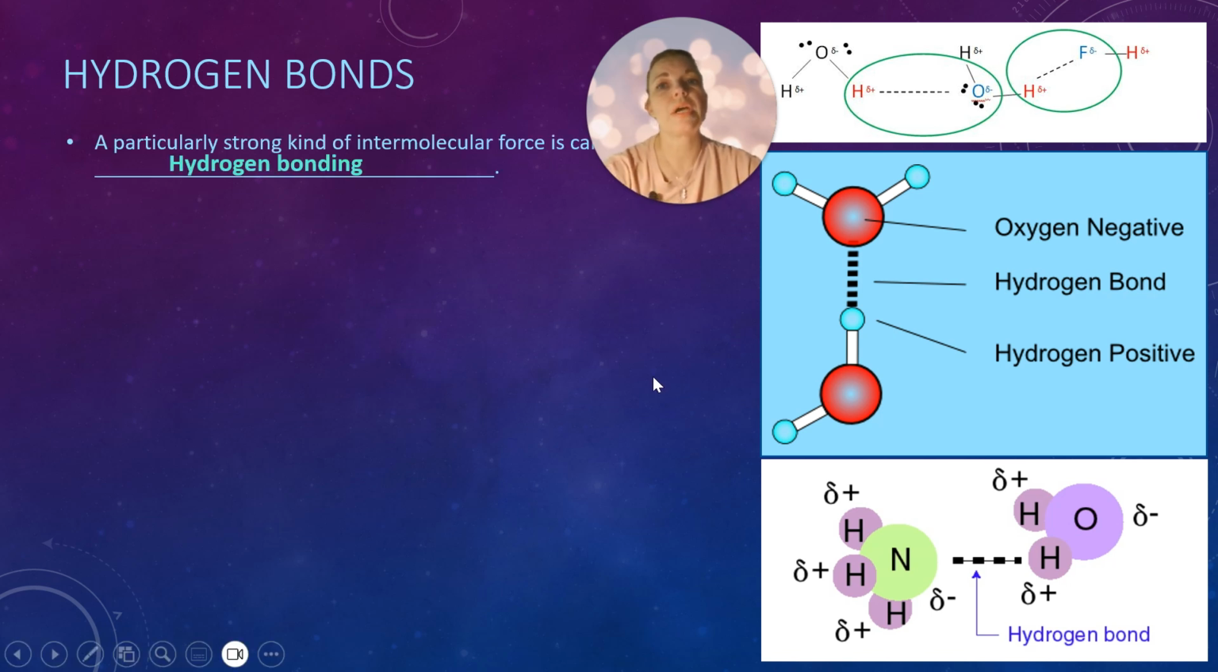So a particularly strong kind of intermolecular force is called a hydrogen bond. This is a terrible name. It is not a bond. It is an intermolecular force. It's a very misleading name. Please remember, it is not a bond. It is an intermolecular force.